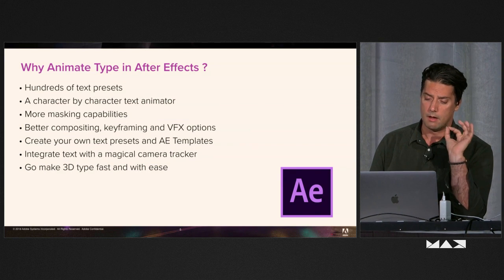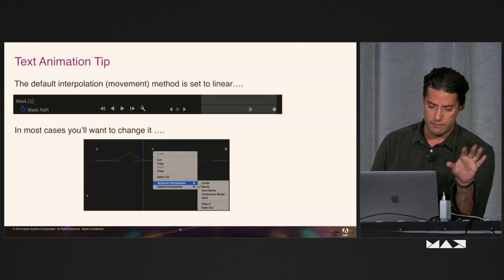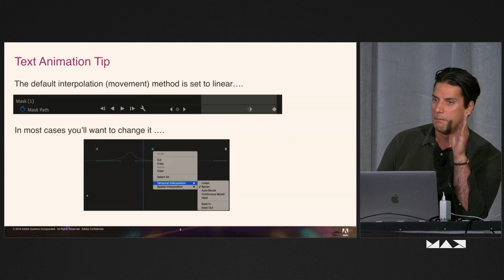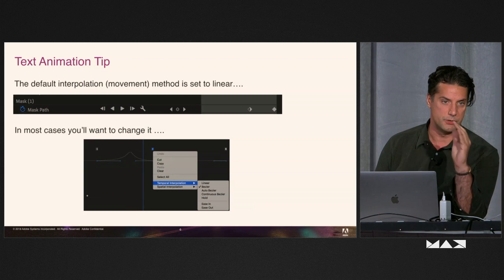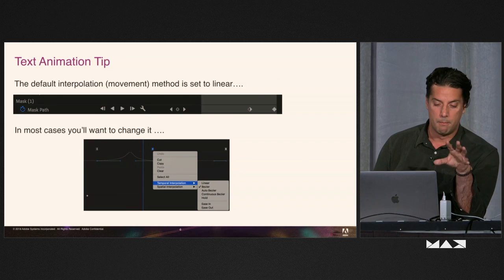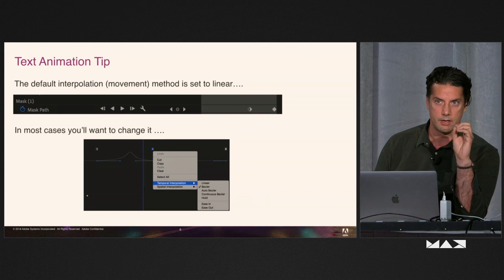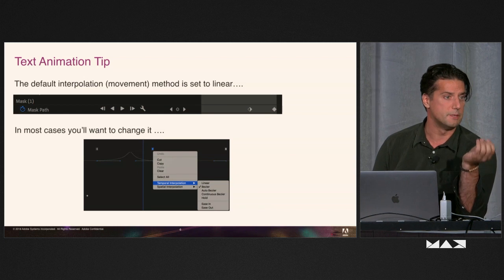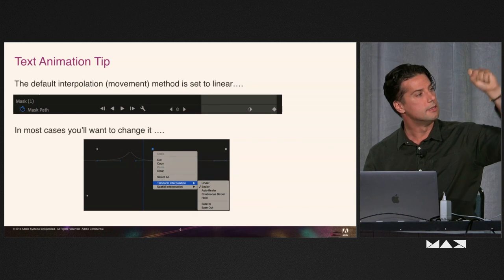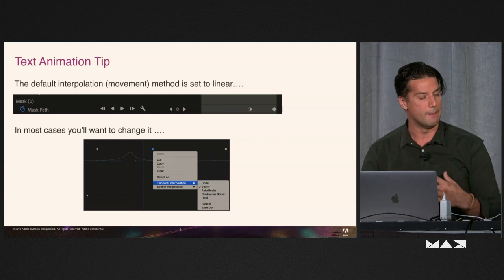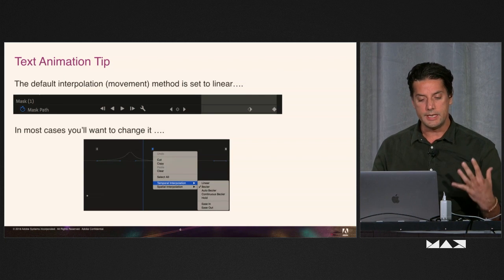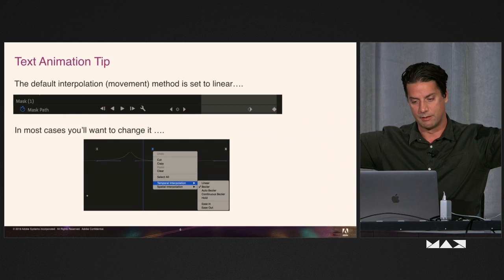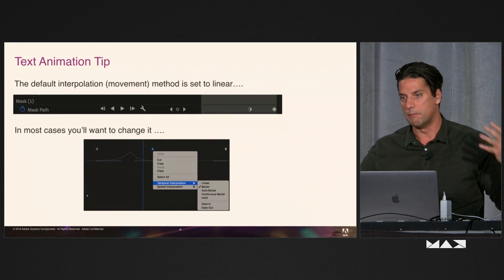So I'm about to hop into Premiere in a second, but also wanted to talk about a text animation tip between these two applications that you should know. All animation is available through keyframing, okay? We create keyframes to basically establish where we want text to be at a certain point in time. And the default, what we'll call the fancy word for it is interpolation, is set to a linear method.